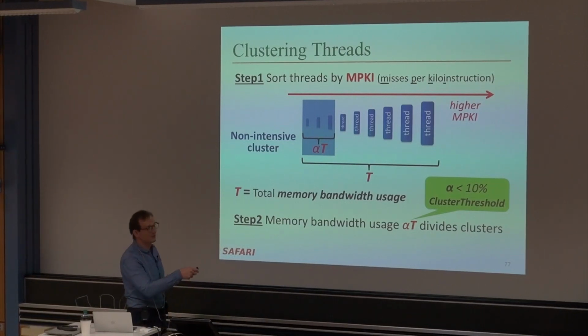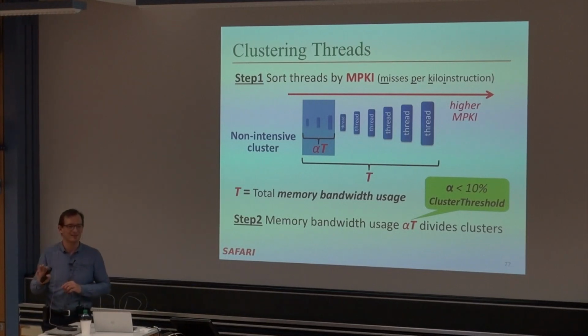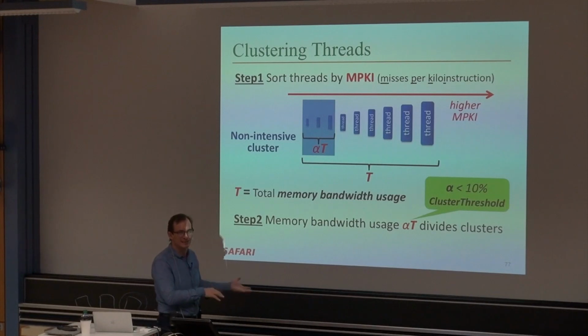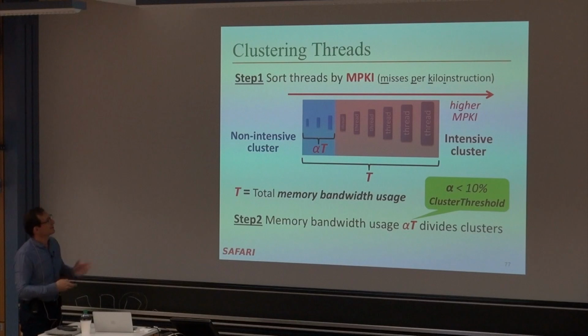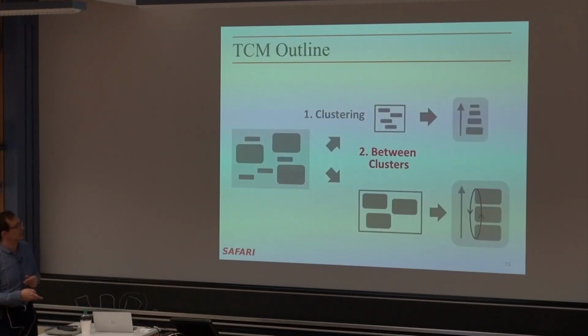Sometimes a mice sneaks into the elephant cluster, which is actually a worse problem. An elephant sneaking into the mice cluster may not be that bad if you do the right thing in the mice cluster. But the other way around may be bad. Okay, so now we have 2 clusters. So what do you do between clusters?